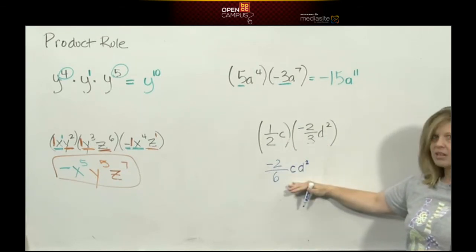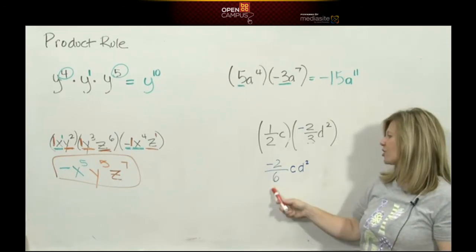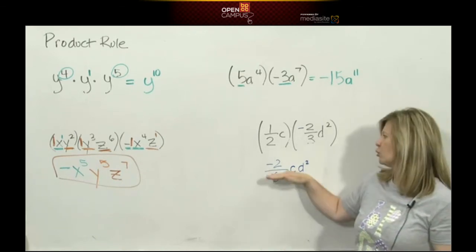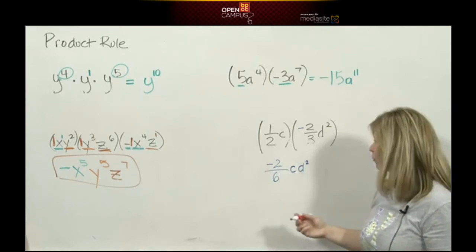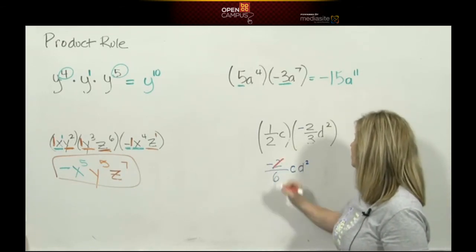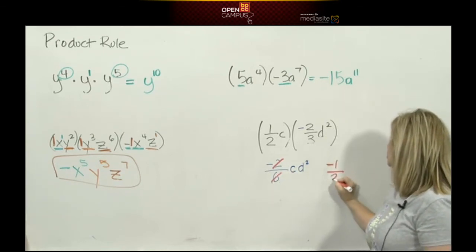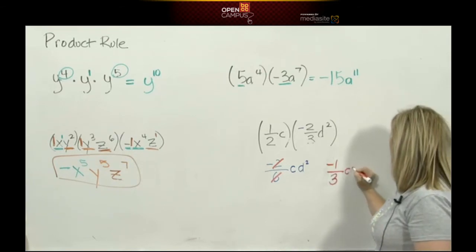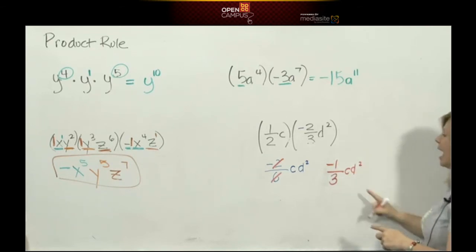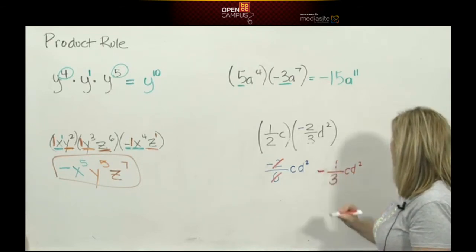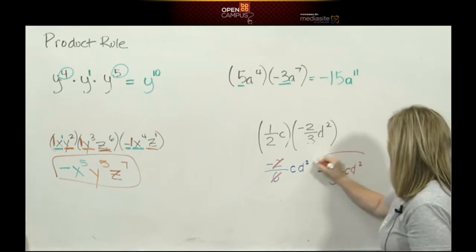Now, this answer is not acceptable. It's not simplified. You all have learned since elementary school, all fractions need to be reduced. Reduce means to do division. That's what this bar means. So what can you divide 2 and 6 by? You can divide by 2. So when you divide negative 2 by 2, you get negative 1. When you divide 6 by 2, you get 3. So one way to write this answer is to write negative 1/3 CD squared. And if you want, you can leave the negative in the middle of the bar, and you can leave the CD squared in the middle of the bar. That's one way to write the answer.